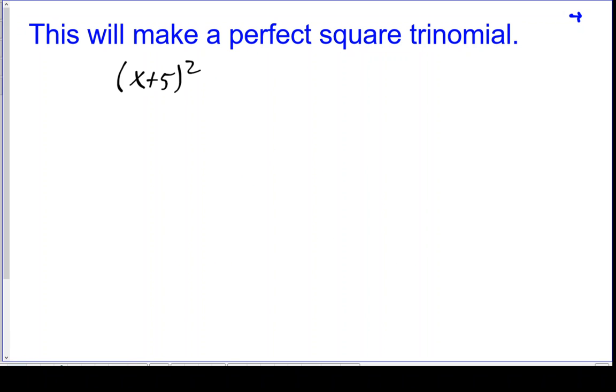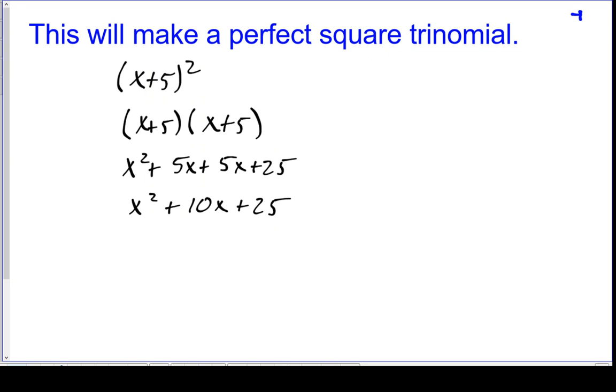So this is an example that will make a perfect square trinomial. If you multiply x plus 5 times x plus 5, that will give you a perfect square trinomial. So if you multiply this out, x plus 5 to the second, that means x plus 5 times x plus 5, combine like terms, and you get x squared plus 10x plus 25. So that right there is an example of a perfect square trinomial, because you were able to multiply the binomial times itself to get that.